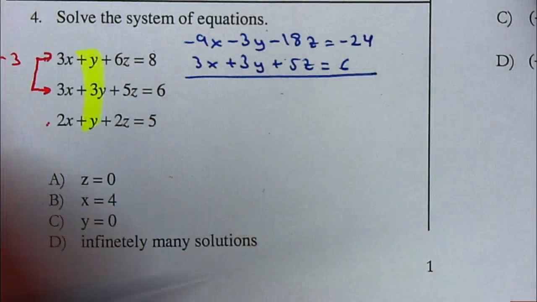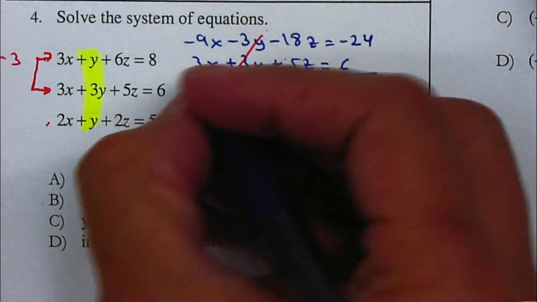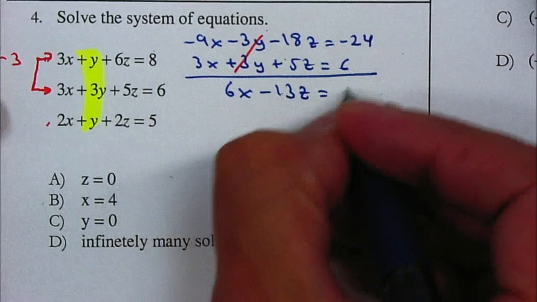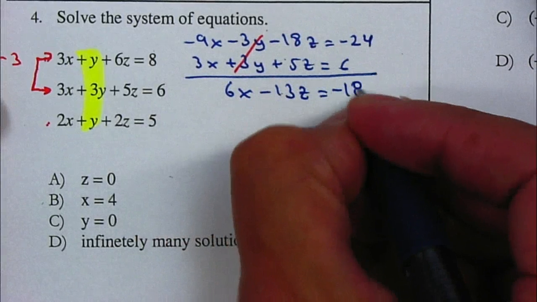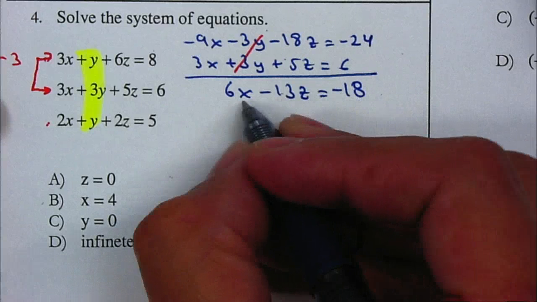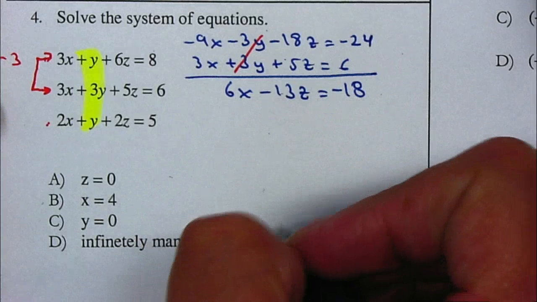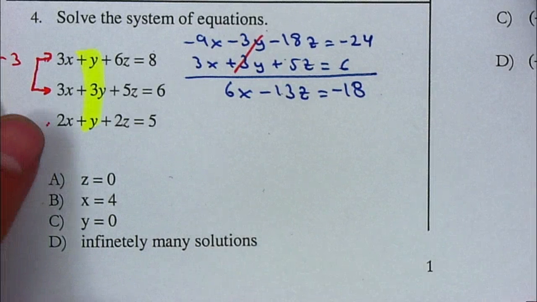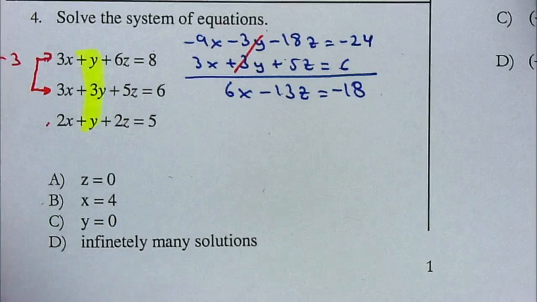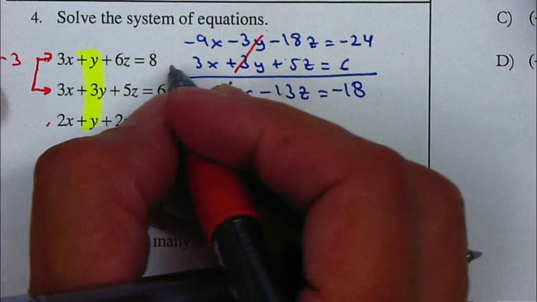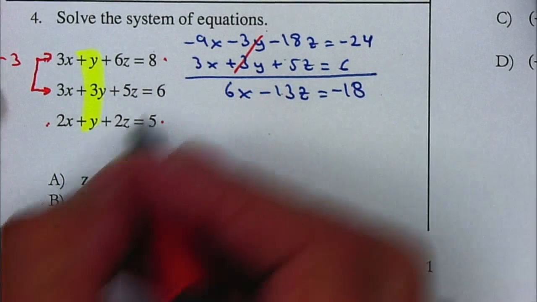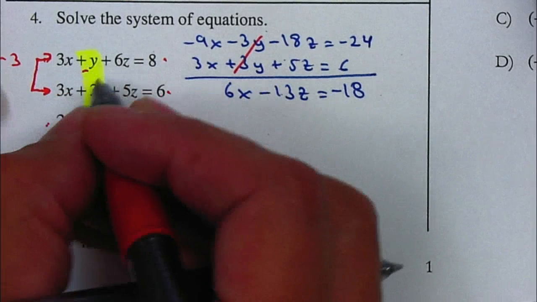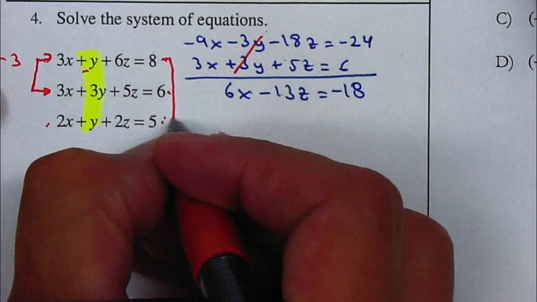The y's cancel. I have a 6x minus 13z is equal to -18. Be careful, if you make one little mistake, you're going to end up with a fraction and you're going to have to go back and check your work. Now, I want to cancel the y's again. I already used the first one and the second one, so now I have a choice. I can use the first one and the last one, or the second one and the last one. In this case, because they both have a y, I'm going to select the first one and the last one.